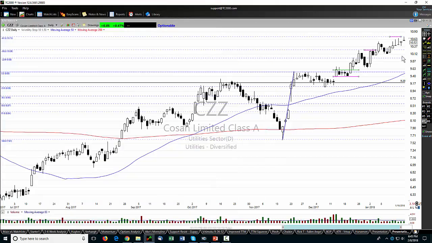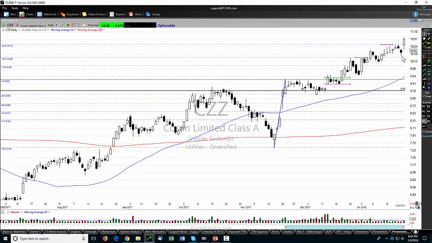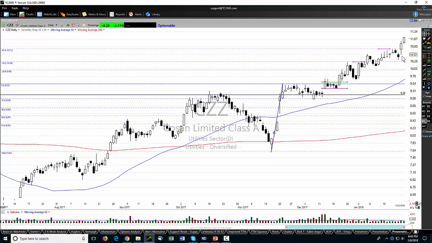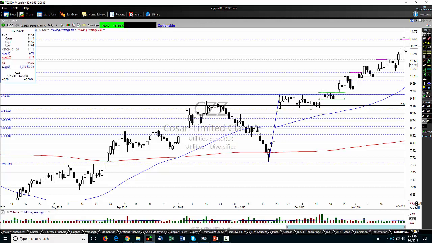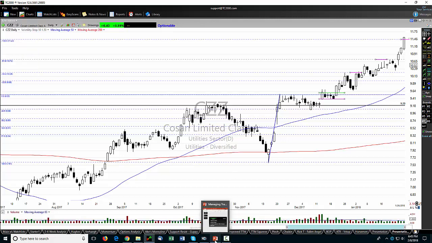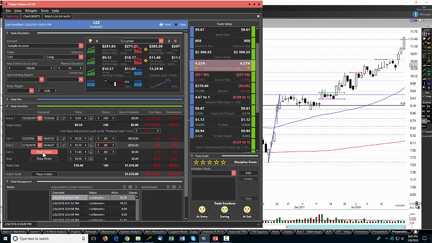Let's go back and march forward in time. Again, we pull back. We weren't quite stopped out, but we were tested a little bit. And then, bang. On this day, we finally got our third target up here. That was the 26th of January. And let's go back here. So we finally got this trade to work out in our favor on the 26th of January. We sold our last 80 shares.